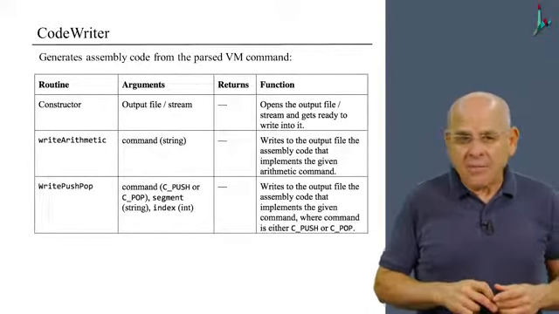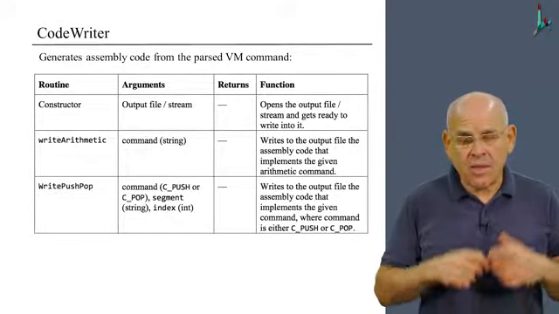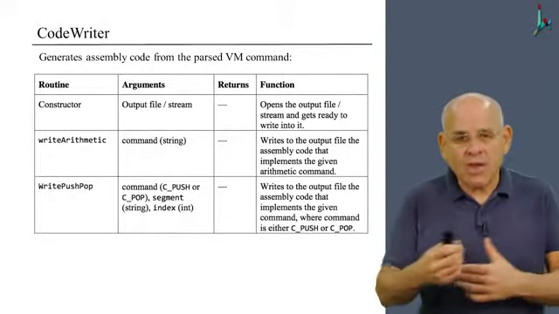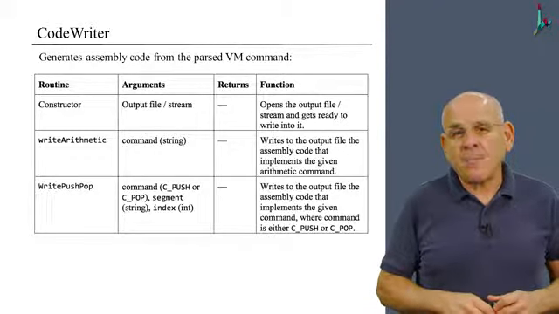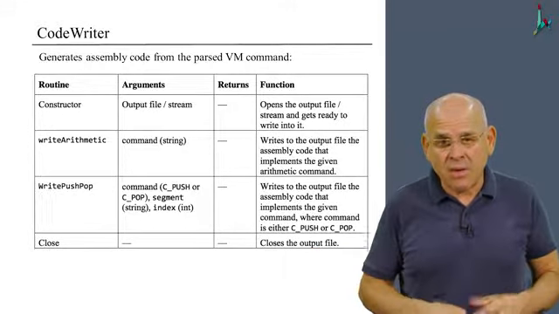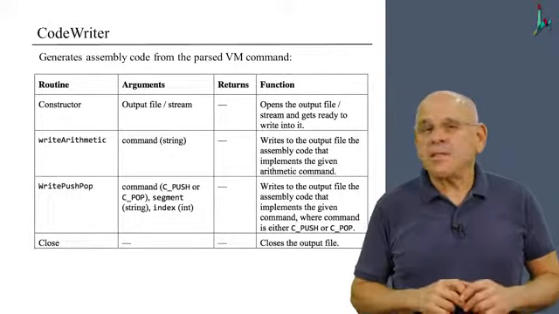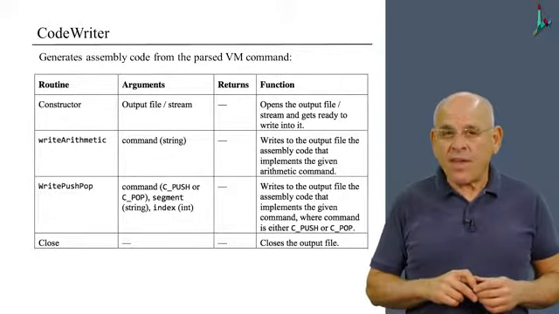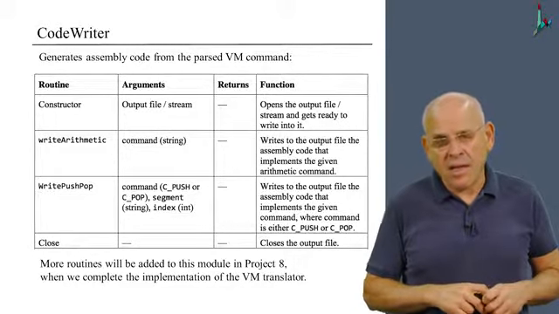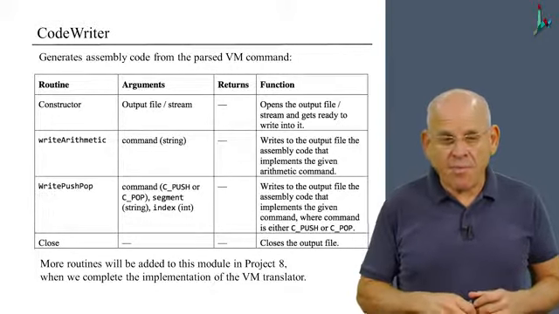And the next method, write push pop, is also a heavyweight method, because based on whether you have a push or a pop, and the segment and the index, you have to generate assembly code that implements this particular command. And finally, there's a close method that simply closes the output file, and that's the end of the story. So this completes the API of our basic VM translator, and more routines will be added to this API in the next project, where we handle the rest of the VM language.